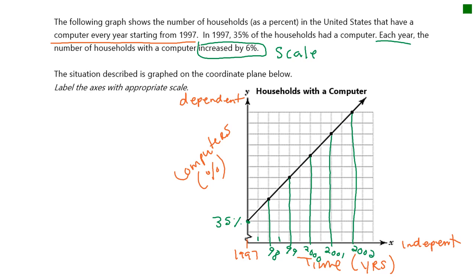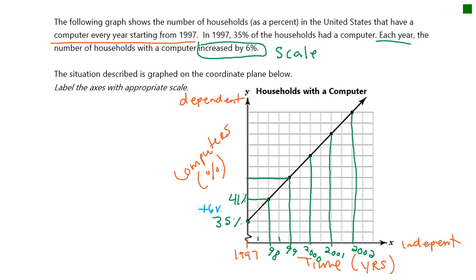Okay, it helps me keep track of what years with what point. Well, they told you it's increasing by 6%. That means that the computers is increasing by 6%. So what's 35 plus 6? Well, 35 plus 6 gives me 41. So that means that the next one has to be 41%.